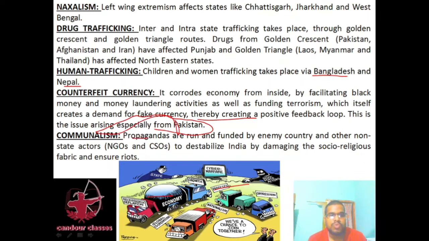Then communalism. Propaganda is run and funded by enemy countries and other non-state actors, NGOs and CSOs. Communalism is also a great problem in the internal security of India, to destabilize India by damaging the social-religious fabric. You people may remember the strike of farmers. Somewhere it was known as a strike related to the Khalistan movement. So communalism is also a challenge to internal security of India.